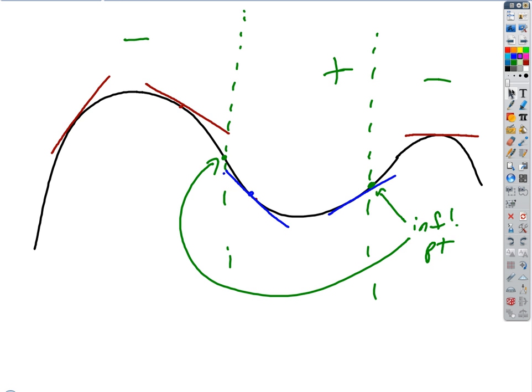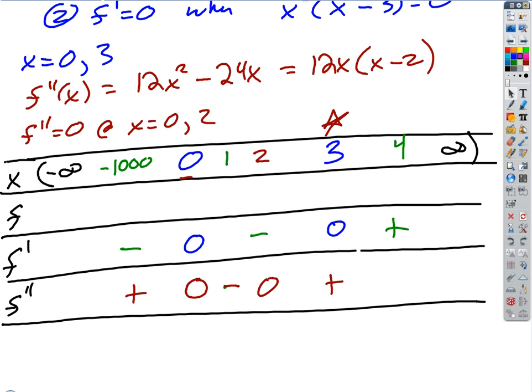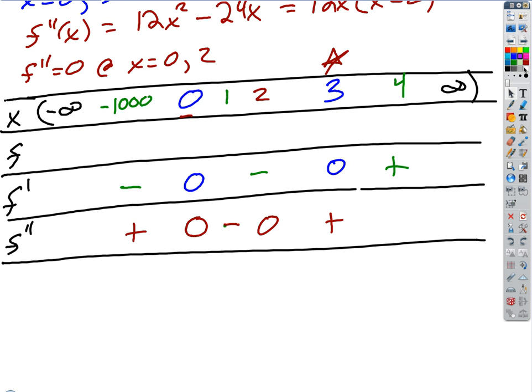Yeah. Okay, so anyway, let's take a look. We identified some inflection points, right? So we got these guys. This was an inflection point, and that's an inflection point.